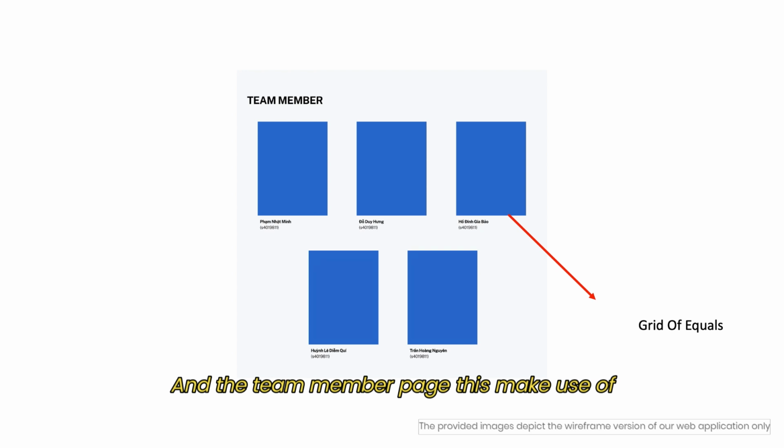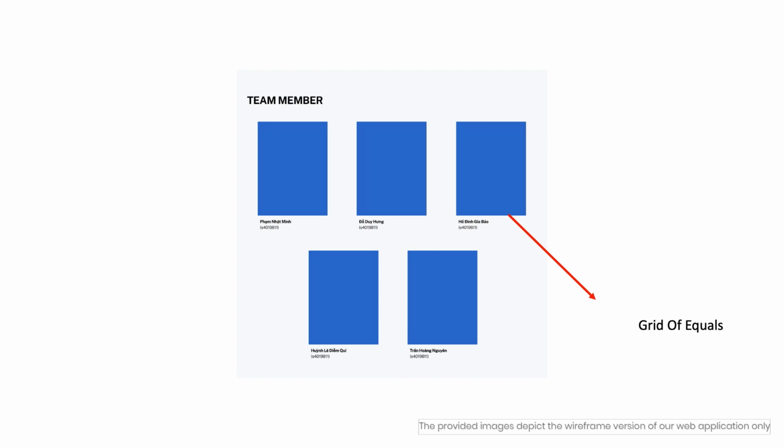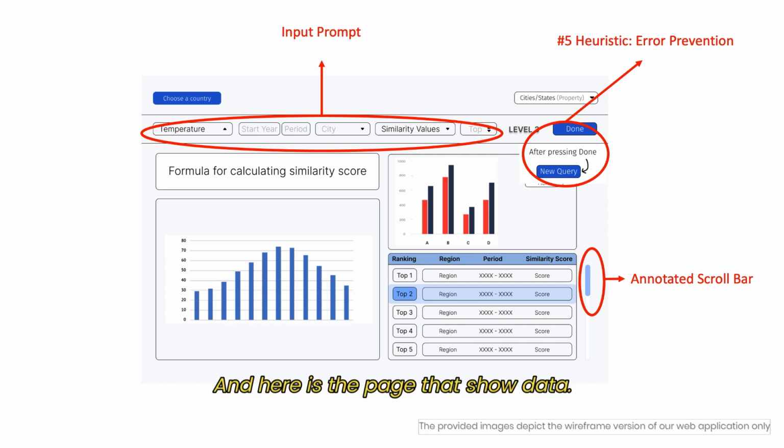And the team member page makes use of the grid of equals pattern, which gives the user a focused view of all members, with some important information about the people who created the website. And here is the page that shows data. I have mentioned before the input prompt at the top, and the data will be shown in the center. You can see that we also made an annotated scroll bar, and we have followed the fifth heuristic, error prevention.